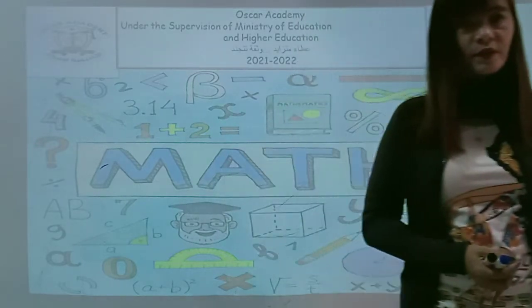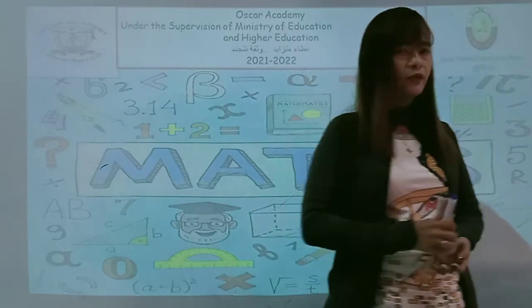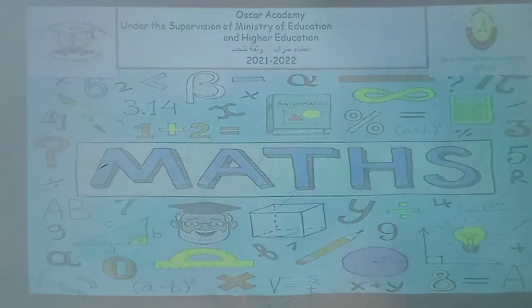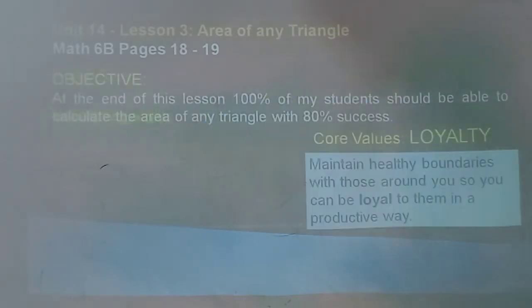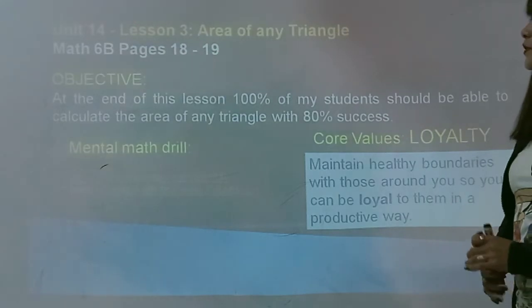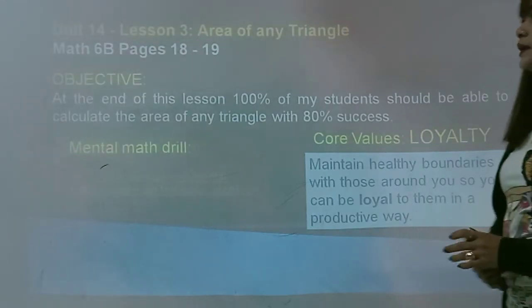To start with our lesson, class, I want you to bring out your Mathematics 6B book, your notebook, and your pencil. Class, we are on Unit 14, Lesson 3, Area of any Triangle, pages 18 to 19.